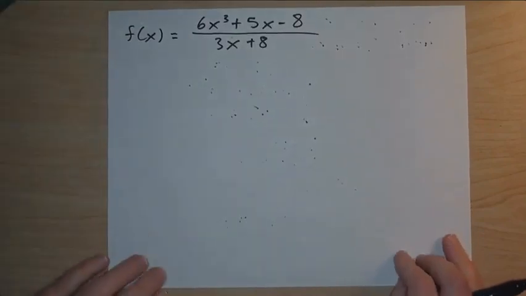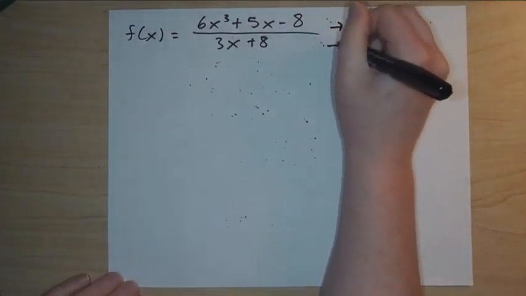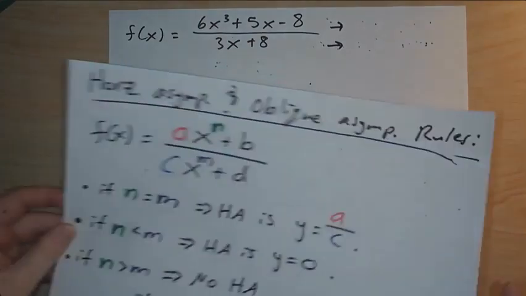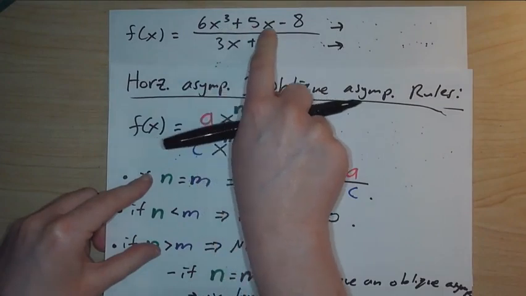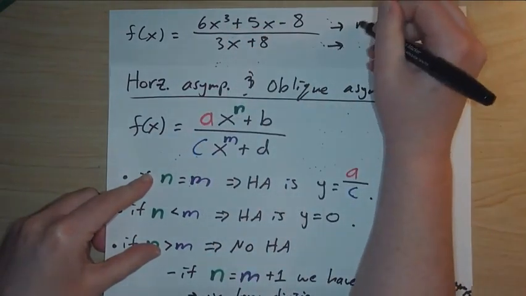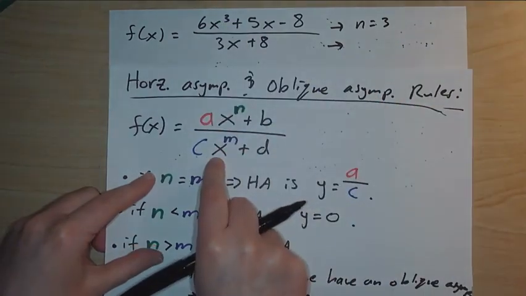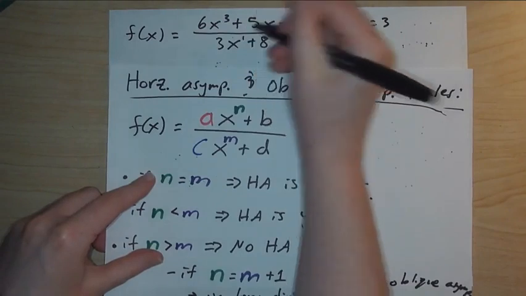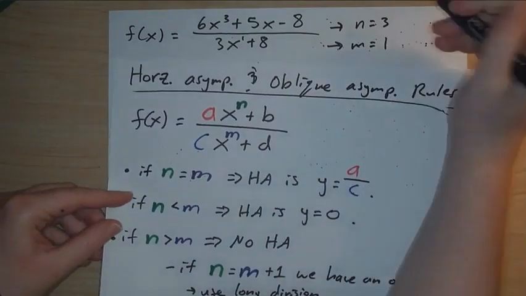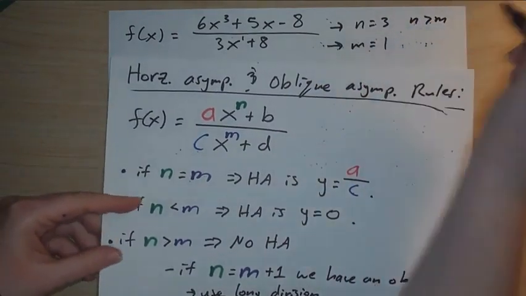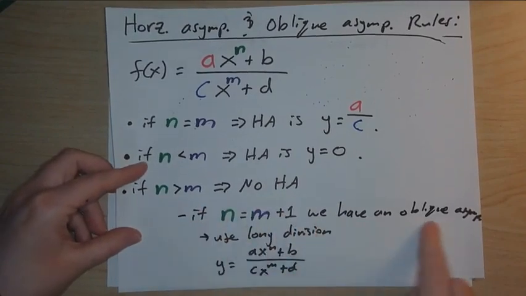So I have one more example for you. Now we're going to go back to our little handy dandy sheet. The degree of our numerator is 3, so our n is 3. Our biggest x is 3. And the degree of our denominator, our m, is going to be 1. So if we look at that, our n is greater than m. So there's no horizontal asymptote for that rule, but we have to check if there's an oblique asymptote.